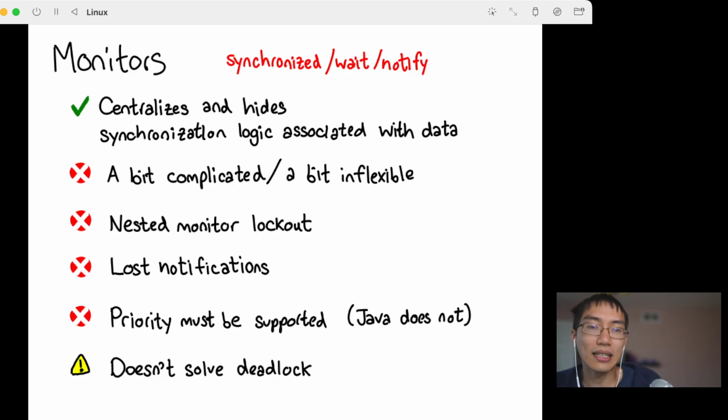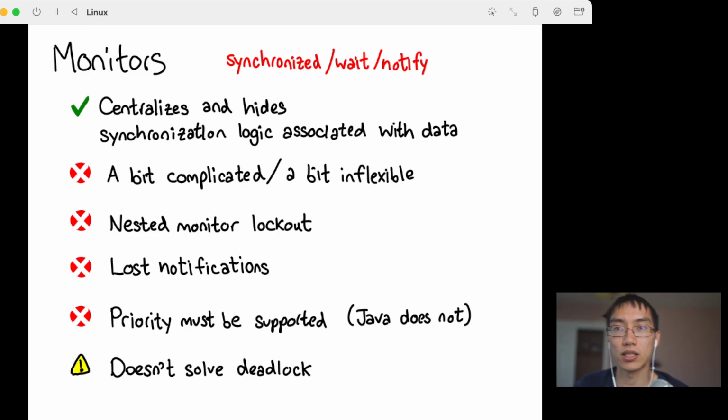So it can get you into trouble with nested monitor lockout, and it can get you into trouble because when you actually want to write your code, monitors might not be an exact fit, and so you end up writing some complicated code to shoehorn everything into the monitor style. There's also some other problems which I didn't really talk about.